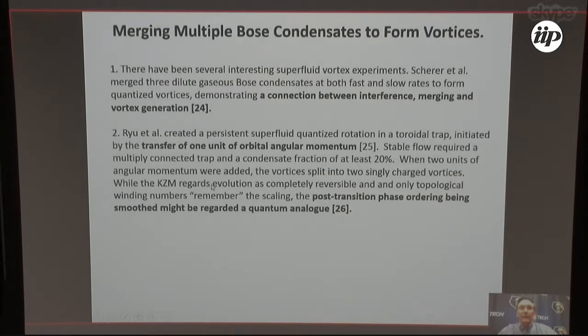And the KZM, Kibble-Zurek mechanism model, is completely reversible and only topological winding orders remember the scaling. So the point is, the post-transition ordering can be smooth, and it might be regarded as a quantum analog, which is kind of interesting.